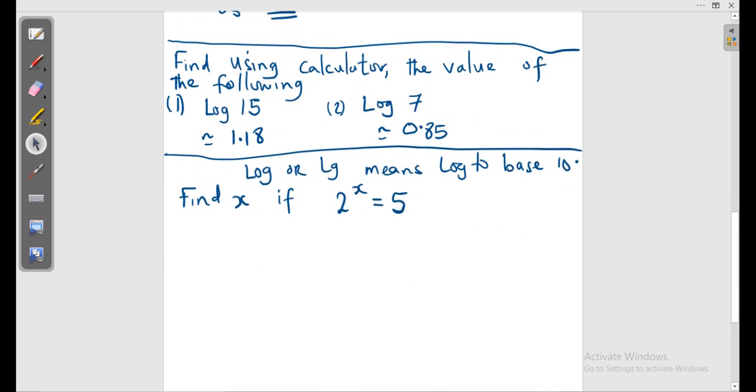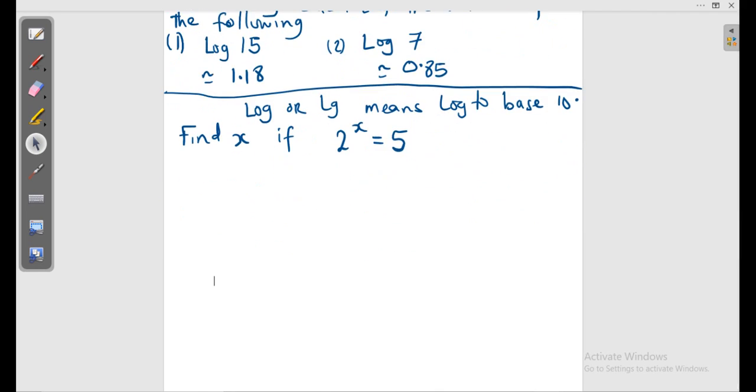Now, normally, you're supposed to make the bases the same. But between you and I, you will agree with me that there's no whole number value that will give you 5 when you raise 2 to it. So 2 raised to the power what gives 5? It's not going to be a whole number. It's not going to be an integer. So what you do is this.